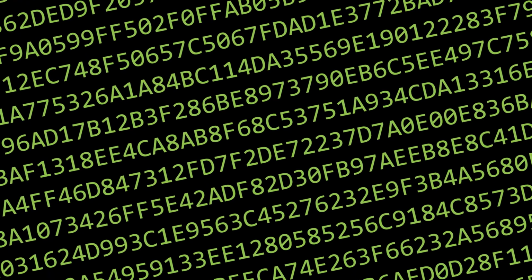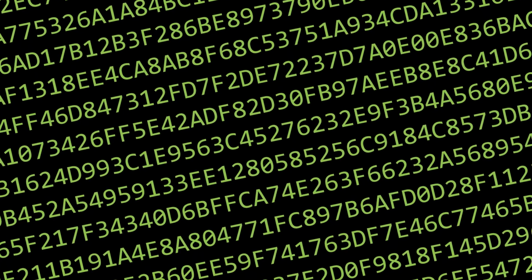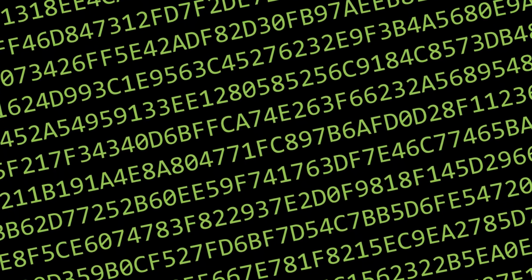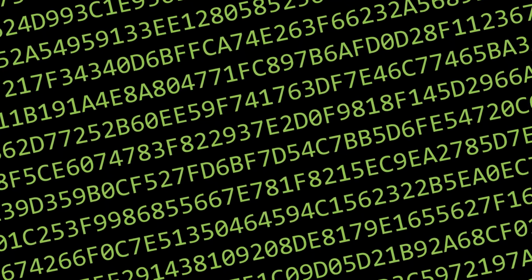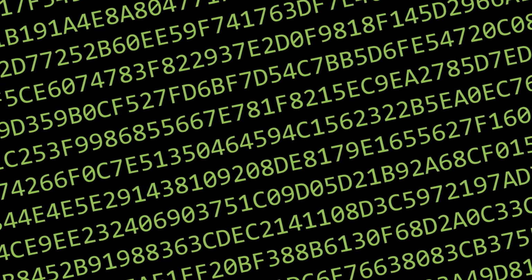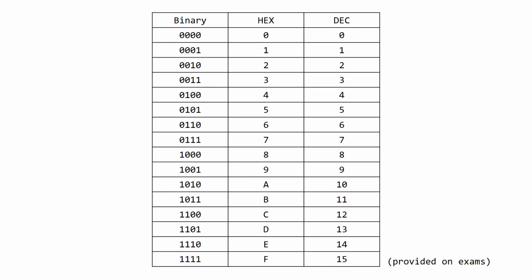Hexadecimal, or just hex for short, is the name of the number system with base 16, and it is very popular in the world of computers for reasons that we will see in this video. First, let's review the first 16 numbers written in decimal, binary, and hex. Again, this table will be provided on exams. As you can see from this table, each hex digit corresponds to exactly 4 binary digits.